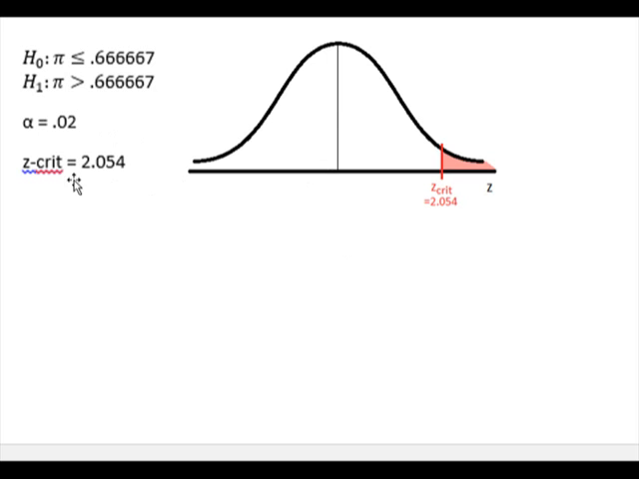And then I went to the z-table, because the proportions test is a z-test, and I found a critical value that has 2% in this upper tail. That's the pink or red area up here. That level of z is 2.054. Notice that for this one-tailed test, the tail has to be in the upper range, because the alternative that would cause you to reject the null hypothesis is large values of those proportions.